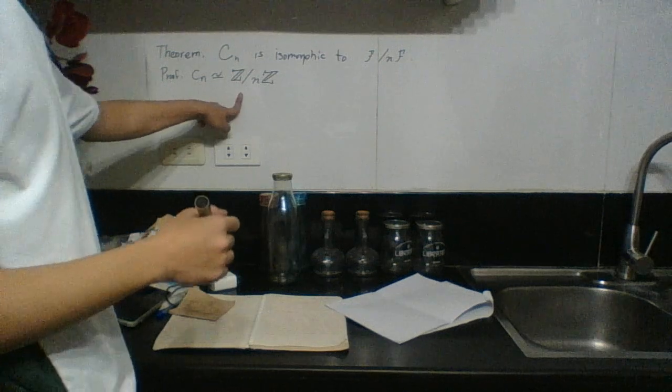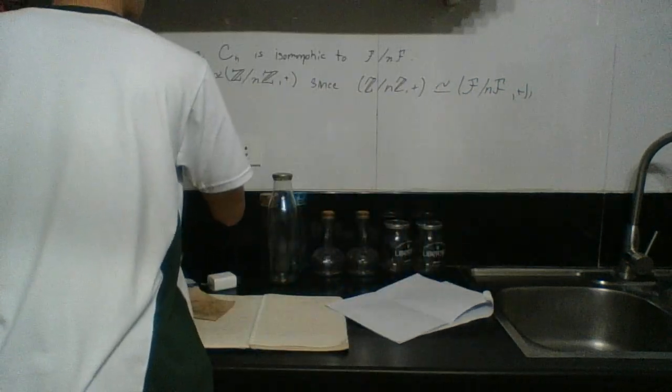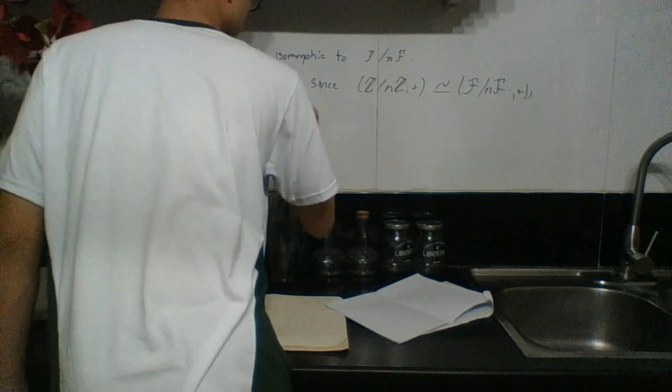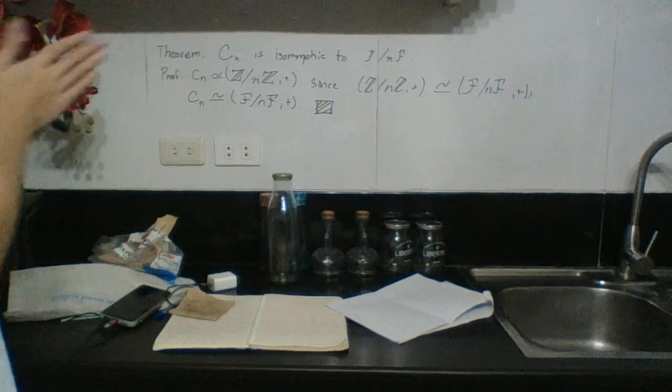Cn is isomorphic to Z mod n, well, additive group at least. So this with addition. And since Z mod n is isomorphic to F mod the nth femboy, it carries over that Cn is isomorphic to F mod the nth femboy under addition. QED. I don't know. Yeah, QED, or box. Who knows?